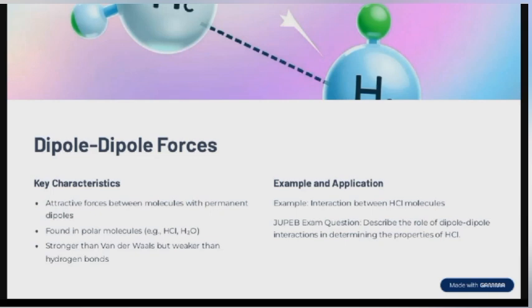Another characteristic is that it is found in polar molecules. So I think it's time I explain what polar molecules are. Polar molecules are molecules that have a negative and positive end. They are almost like another form of definition of dipoles. Polar molecules are molecules that have uneven electron distribution, meaning at one end of the molecule there is a high level of negativity, and on the other end there is a high level of positivity.